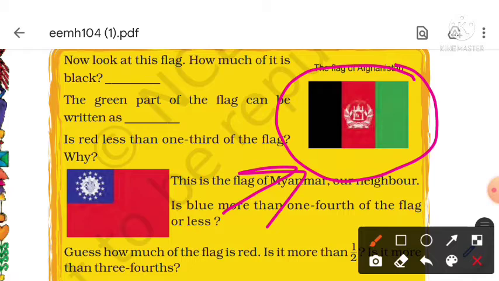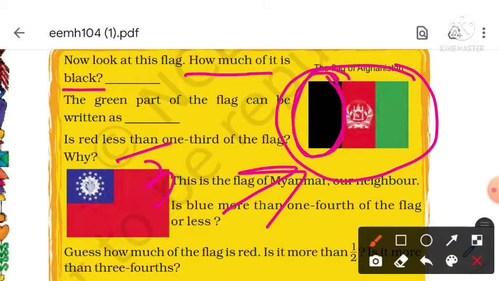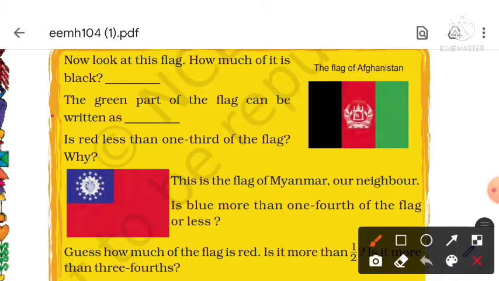Now the question is, how much of it is black? It will be 1/3 portion, because the total part is 3, and we are choosing only one part, that is the black part. That means we are choosing one part out of the total 3 parts. So the part that contains the black is 1/3. Next question, the green part of the flag can be written as what? This part also we can write as 1/3.